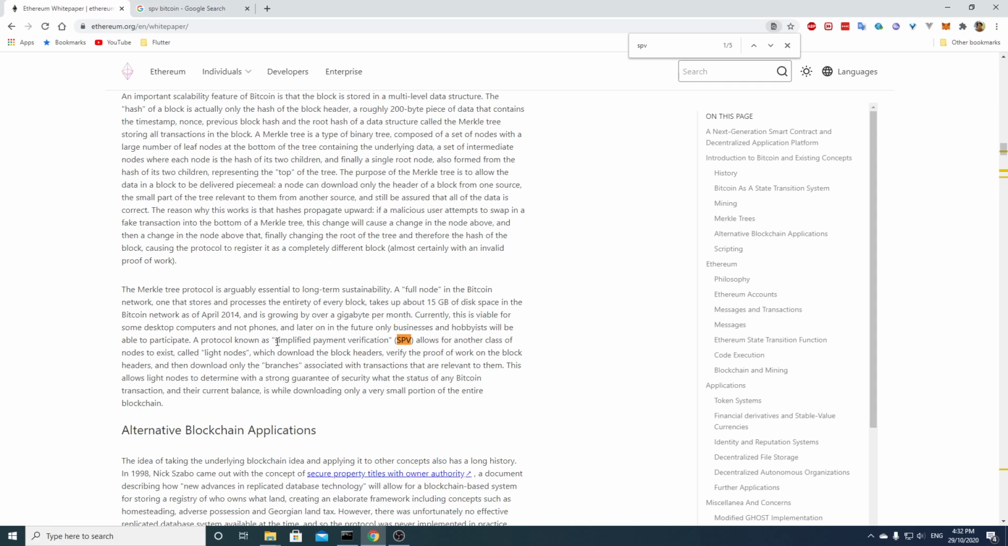A protocol known as Simplified Payment Verification (SPV) allows for another class of nodes to exist called light nodes, which download the block headers, verify the proof of work on the block headers, and then download only the branches associated with transactions that are relevant to them. This allows light nodes to determine with a strong guarantee of security what the status of any Bitcoin transaction and their current balance is, while downloading only a very small portion of the entire blockchain.